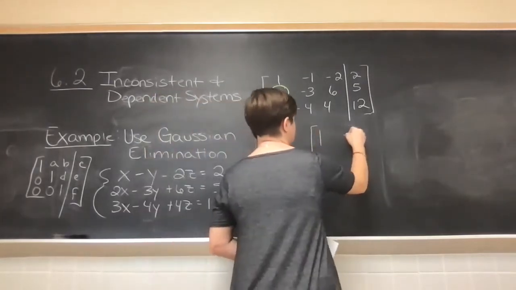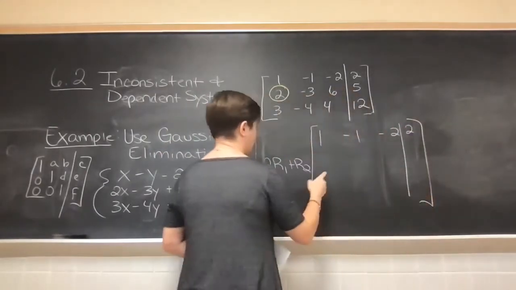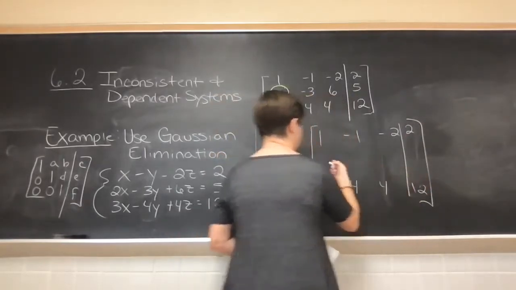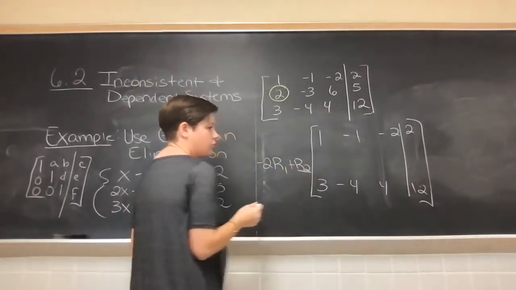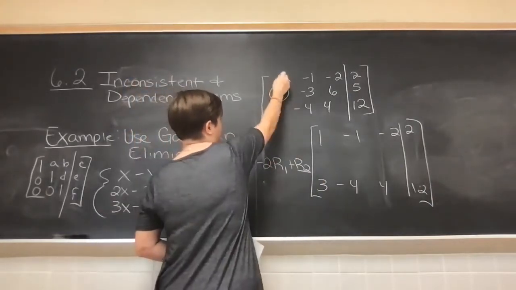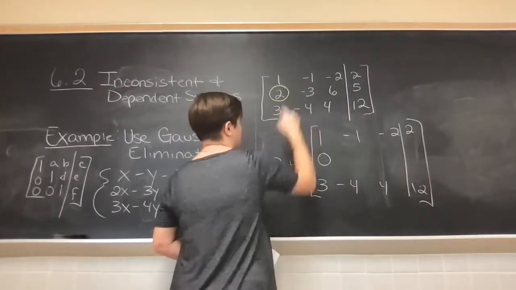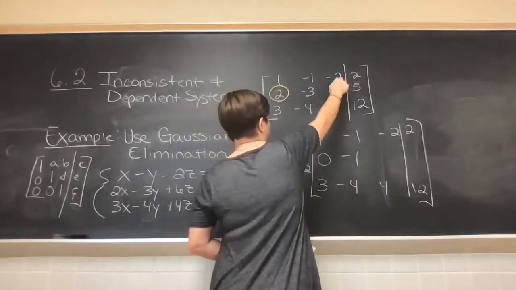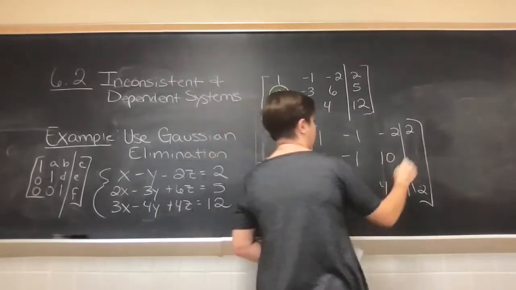So my top row stays the same. My bottom row stays the same. It's just my second row that's going to change. Because remember, this part right here, the second one tells you what row you're changing. So I have negative 2 times 1, which is negative 2 plus 2 is 0. Negative 2 times negative 1 is a positive 2. So that's going to be a negative 1. Negative 2 times negative 2 is 4, which gives me 10. Negative 2 times 2, negative 4, which gives me 1.